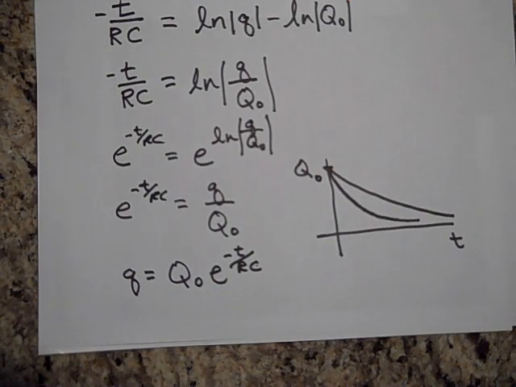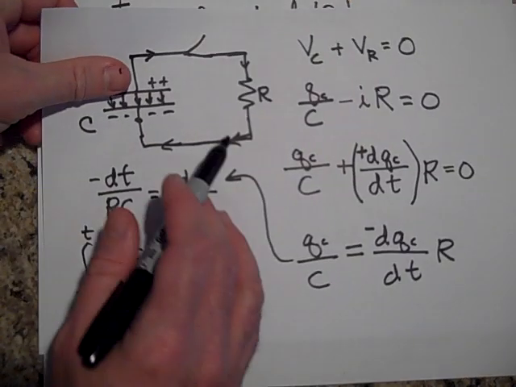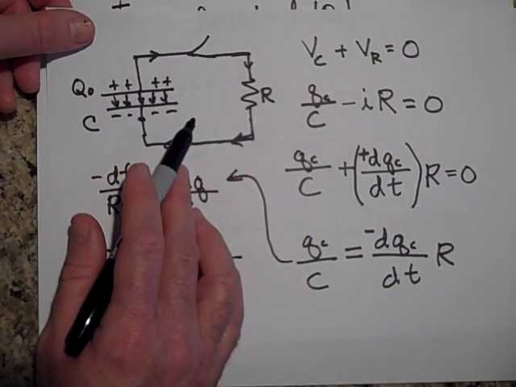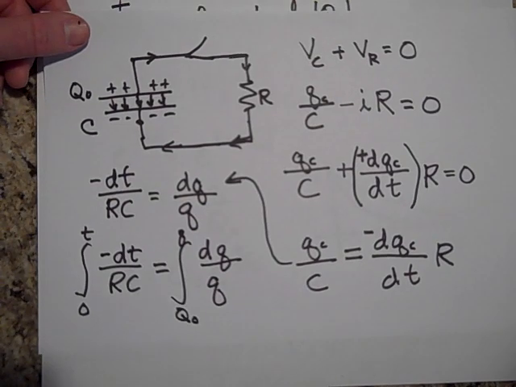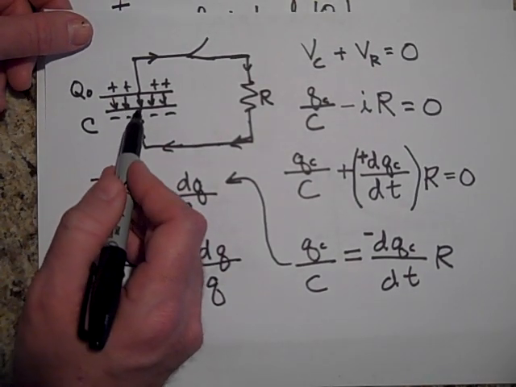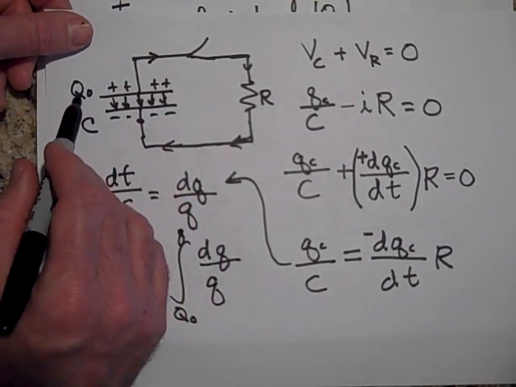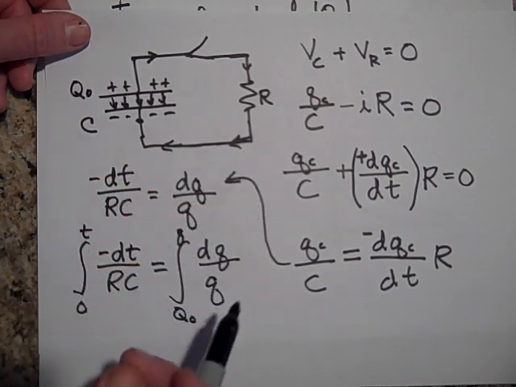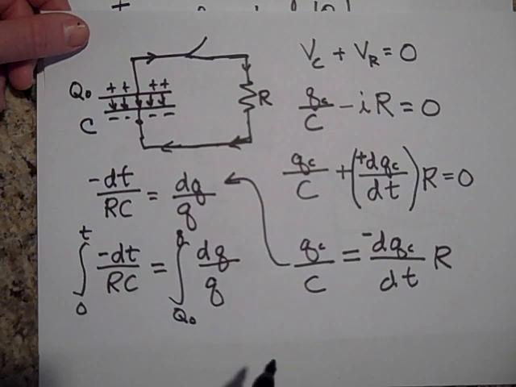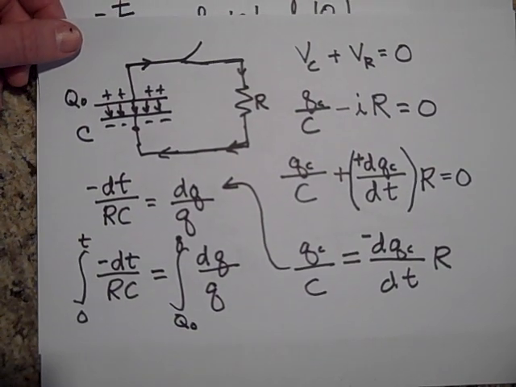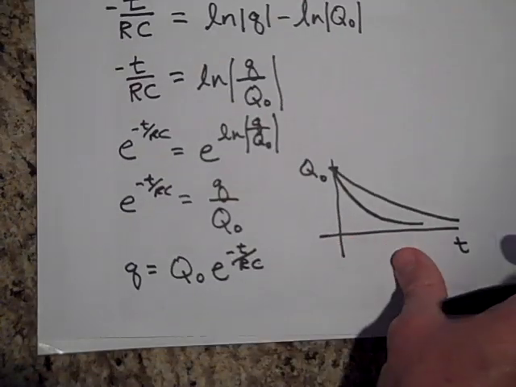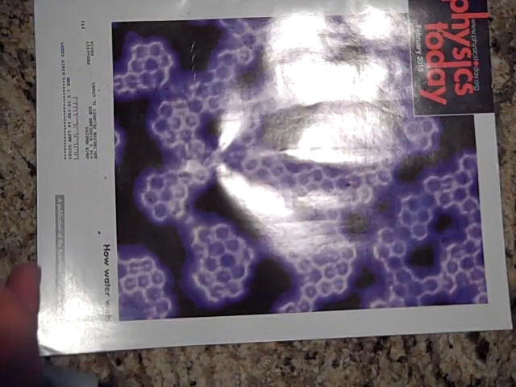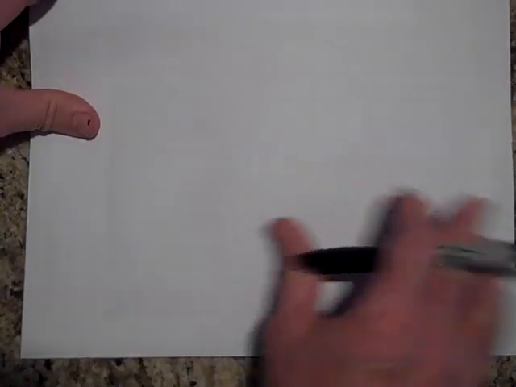Well, think about it. If you make R really tiny, then the charge doesn't have any resistance getting through. And if you make C really small, and you have the same charge, then they're really packed in there. You give them a chance to get away, and they're going to get away as fast as they can.